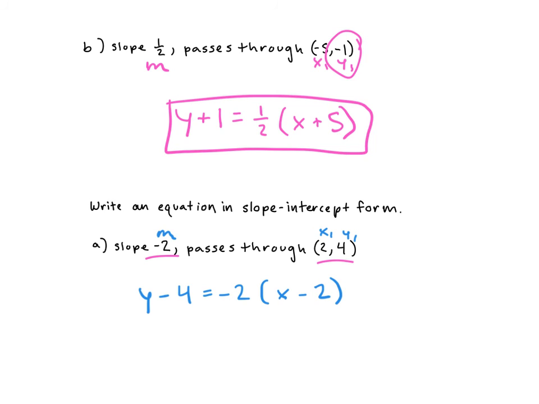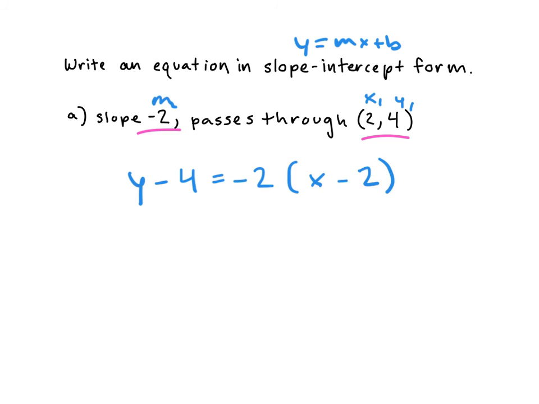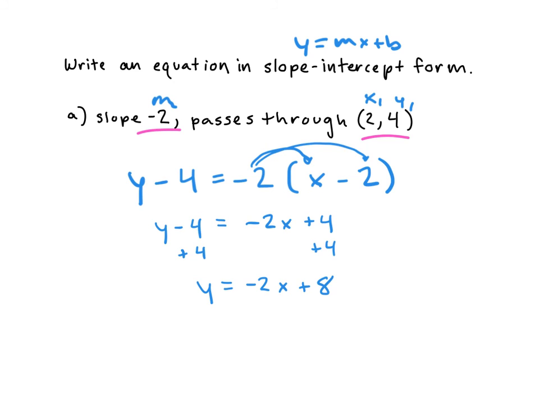Now we want this to be slope-intercept form, so y is equal to mx plus b. So we need it to be y is equal to, what's the first thing we need to do here to get it into slope-intercept form? Distribute the -2. So we have -2x plus 4. What's the next thing we have to do? Add 4. So y is equal to -2x plus 8. That's our answer.